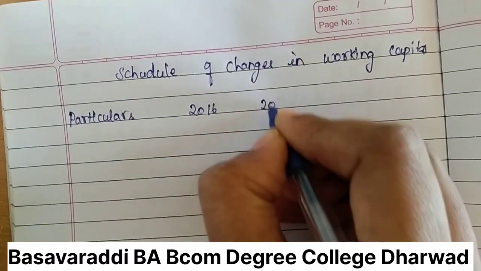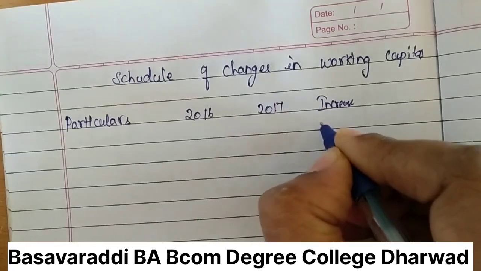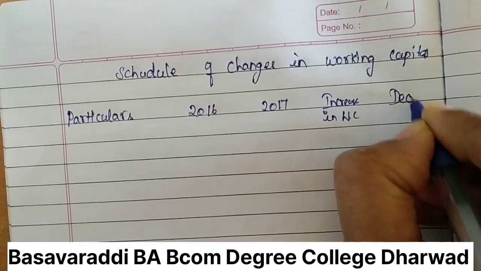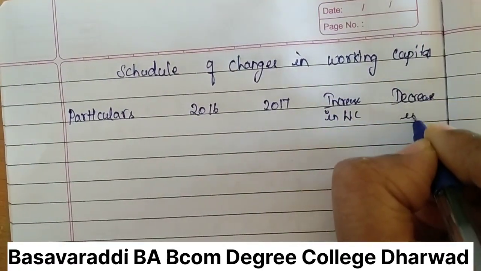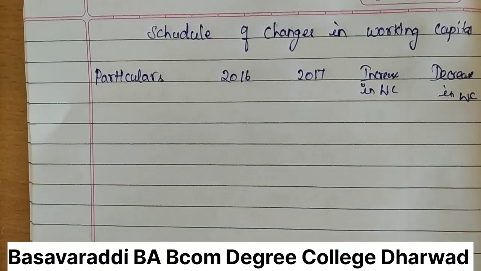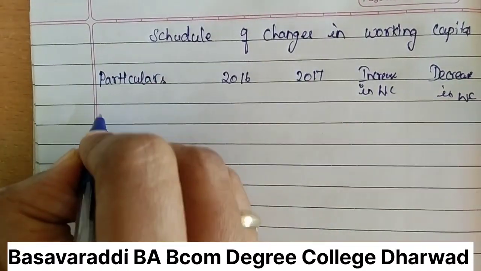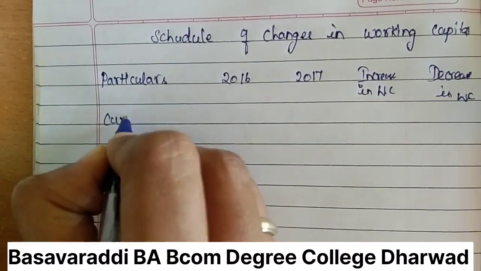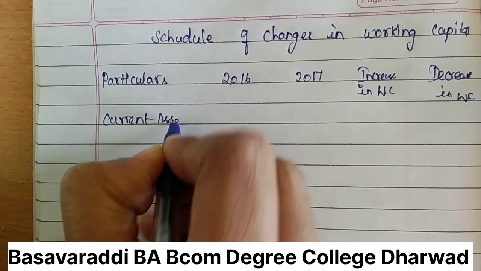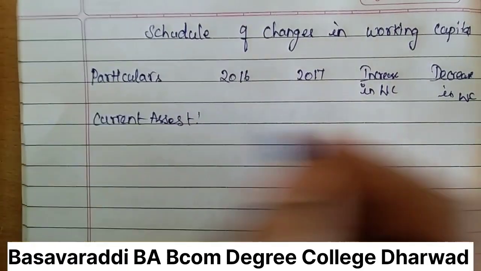2016, 2017, increase in working capital, decrease in working capital. This is the chart for the schedule of changes in working capital. Already we discussed. Now we have to go further. First one is current asset. In this current asset, take the problem and say the answers.